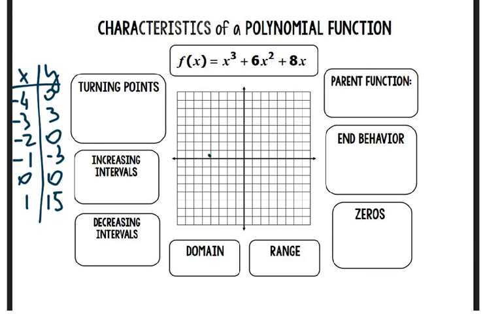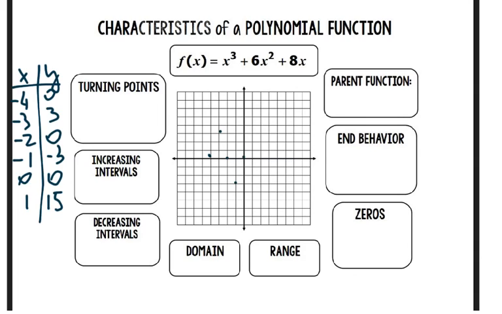-3, 3. Close enough. -2, 0. -1, -3. 0, 0. And then we have 1, 15. So all the way up, unfortunately it's off the grid.